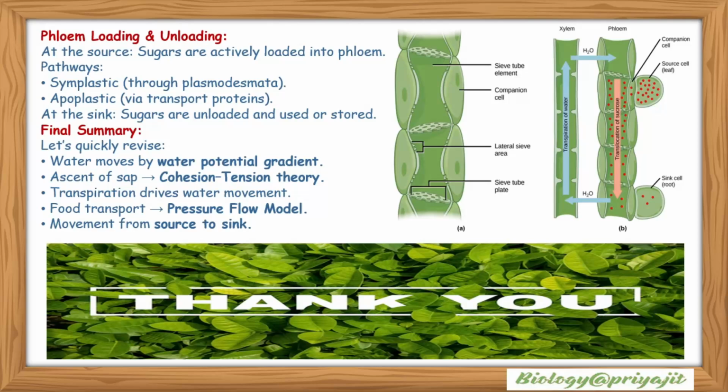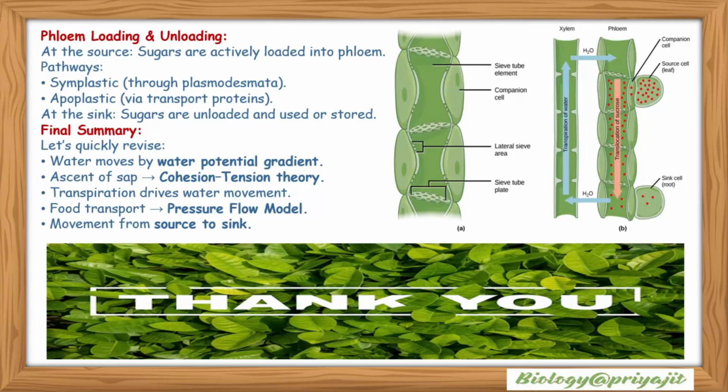Phloem loading and unloading. At the source, sugars are actively loaded into the phloem. The pathways could be symplastic, where it occurs through plasmodesmata, or apoplastic, when transportation occurs via transporter proteins. So at the sink, sugars are unloaded and used or stored.